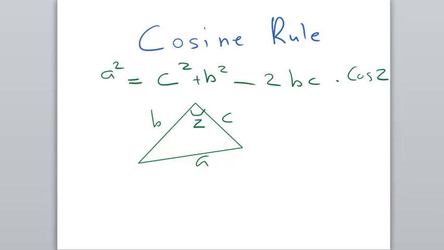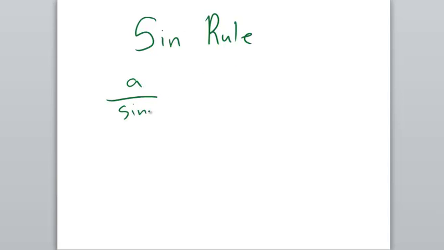Yeah, so now let's move on to the sine rule. What the sine rule states is that a over sine A is equal to b over sine B and c over sine C. So what does that mean?